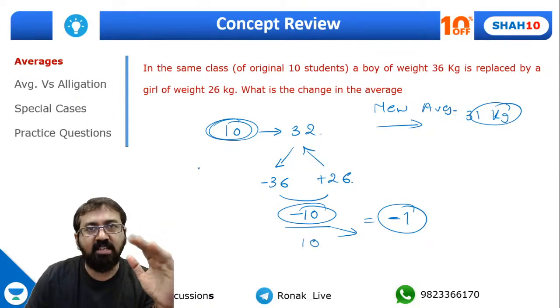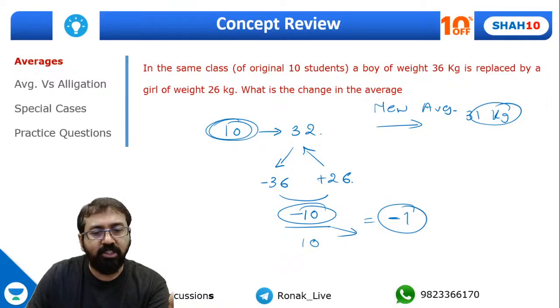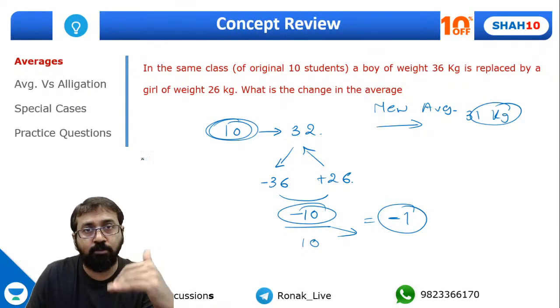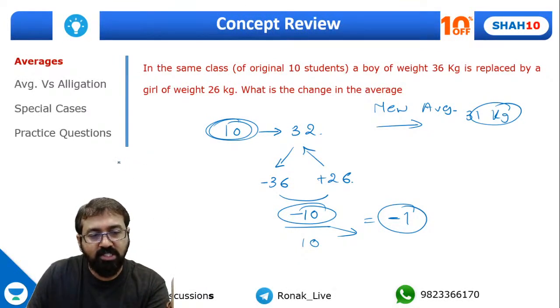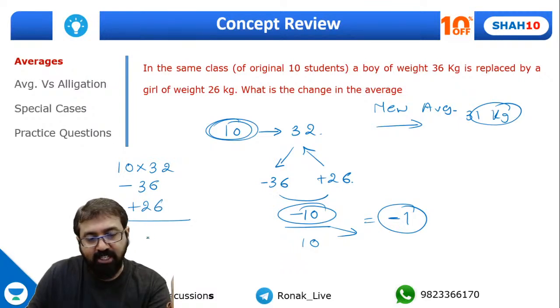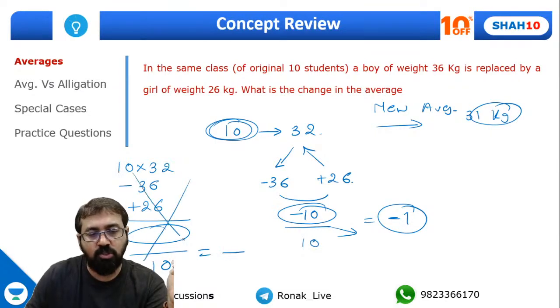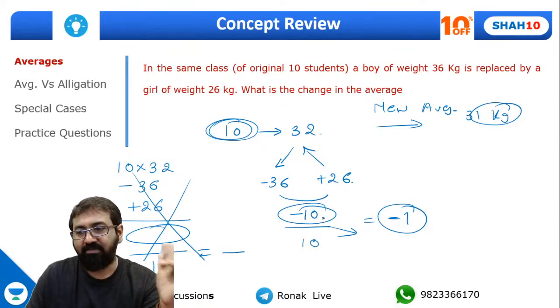Earlier I've seen most of the students do it this way, especially those from a non-mathematics background. They find out the total weight, which is 10 into 32, and then subtract 36 from it, then add 26, find the total, divide it by 10, and then get the average. This is not required. Are you getting this point, everyone? Are you all with me?